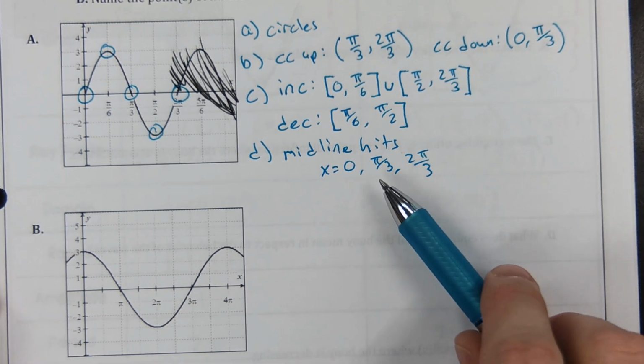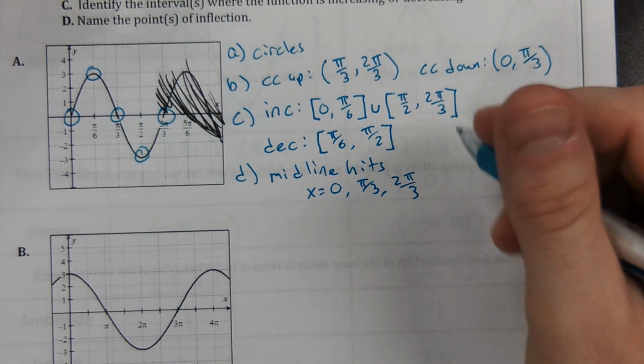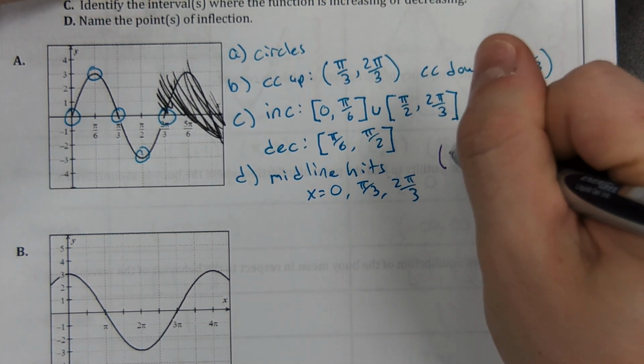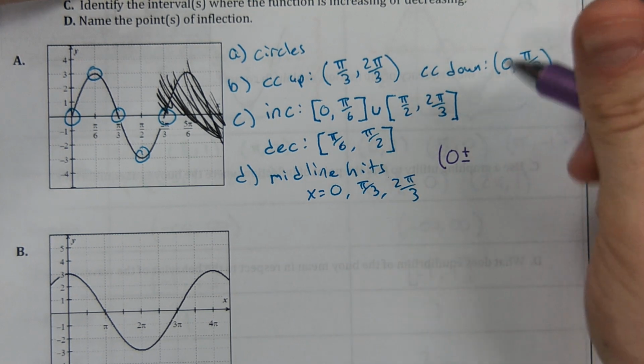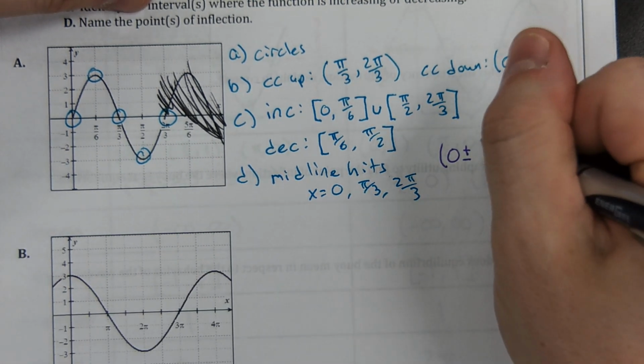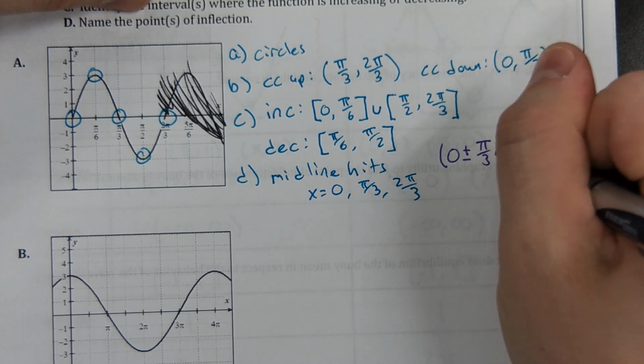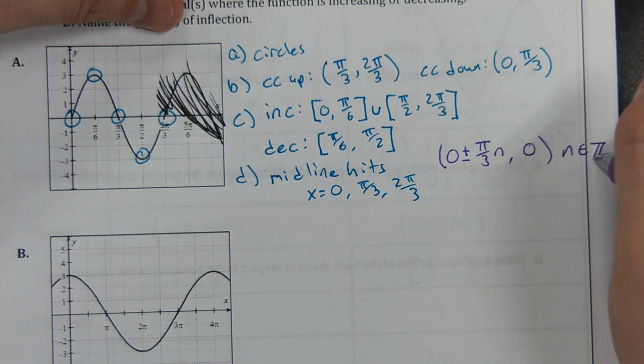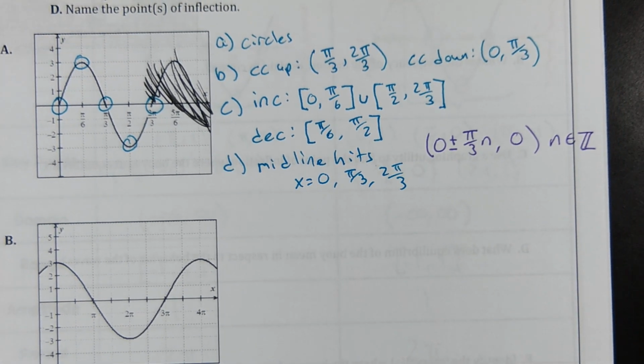So if you wanted to write it as a set of repeated points, you could write it like this. 0 plus or minus, and it looks like half of our period is pi over 3. So it would be pi over 3 n, and they all have the same y value, where n is an integer, if you wanted to do it. Because it's showing you every time you go pi over 3 left or right, you're on the midline again. So you have another inflection point. So you hit the midline every half period. Cool?